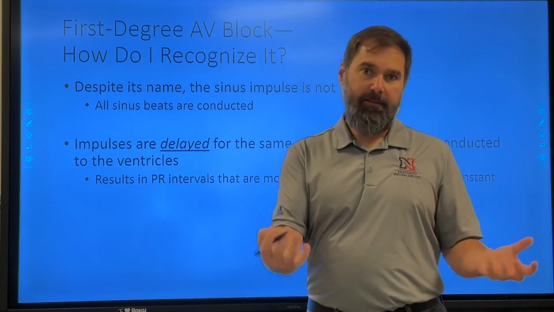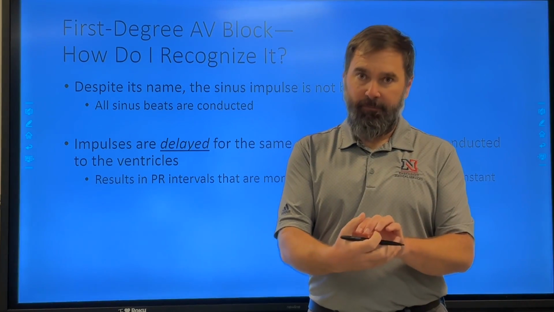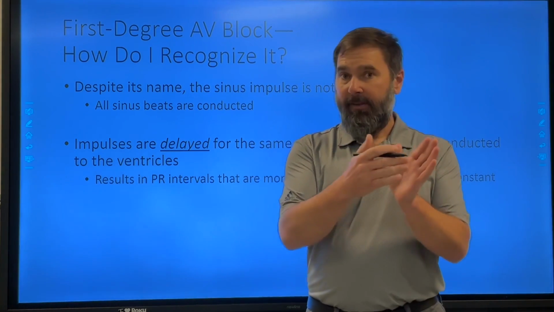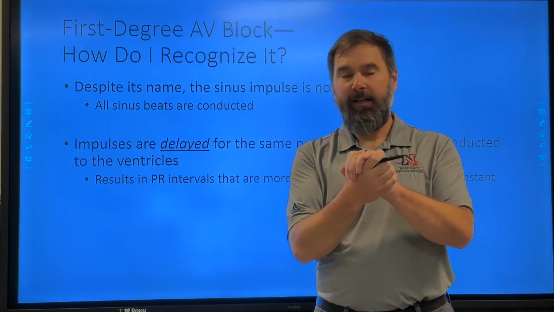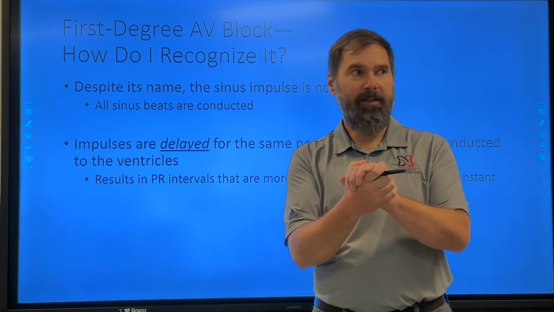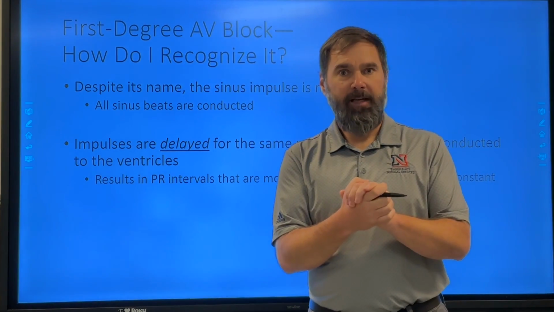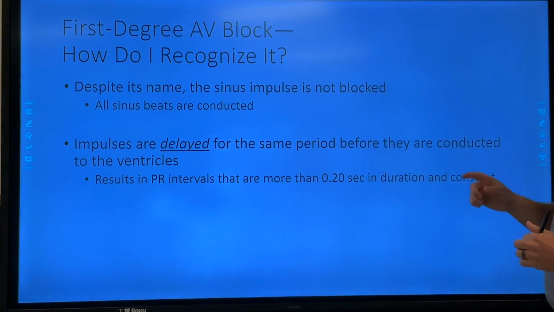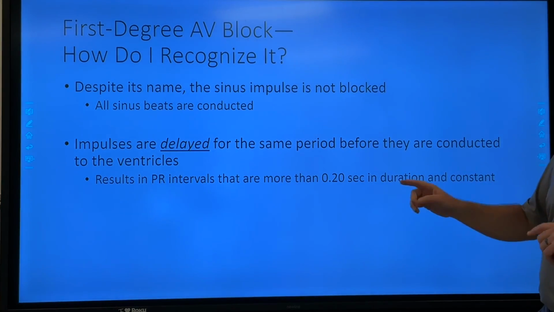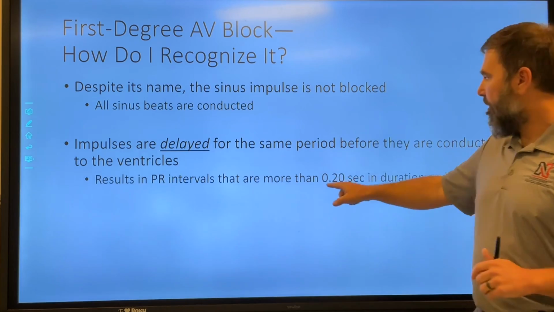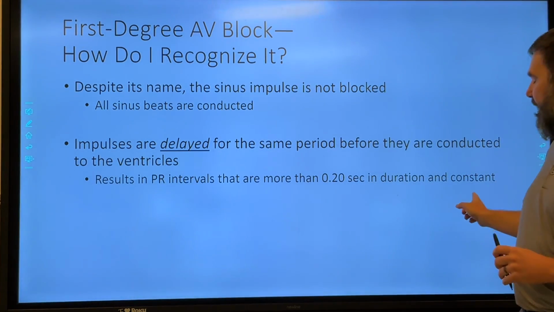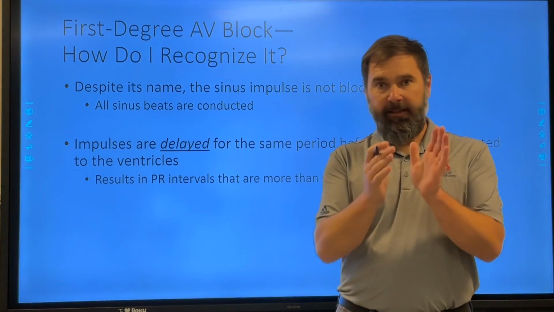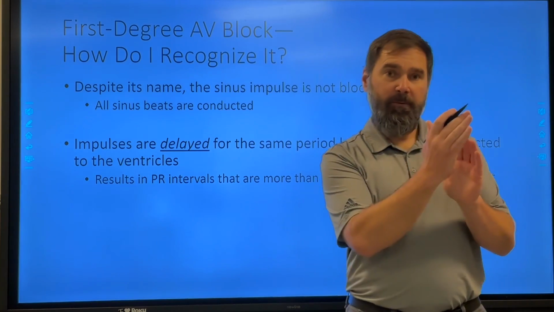SA node, atrial depolarization. It goes to the AV node. The AV node holds on to it just a little bit longer than what it should. Each cardiac cycle, the AV node holds on for the same amount of time. We just have a delayed release from the AV node to the ventricles. So the impulses are delayed for the same period of time before they are conducted to the ventricles. This results in a PR interval that is more than 0.20 seconds in duration, so more than one big block.